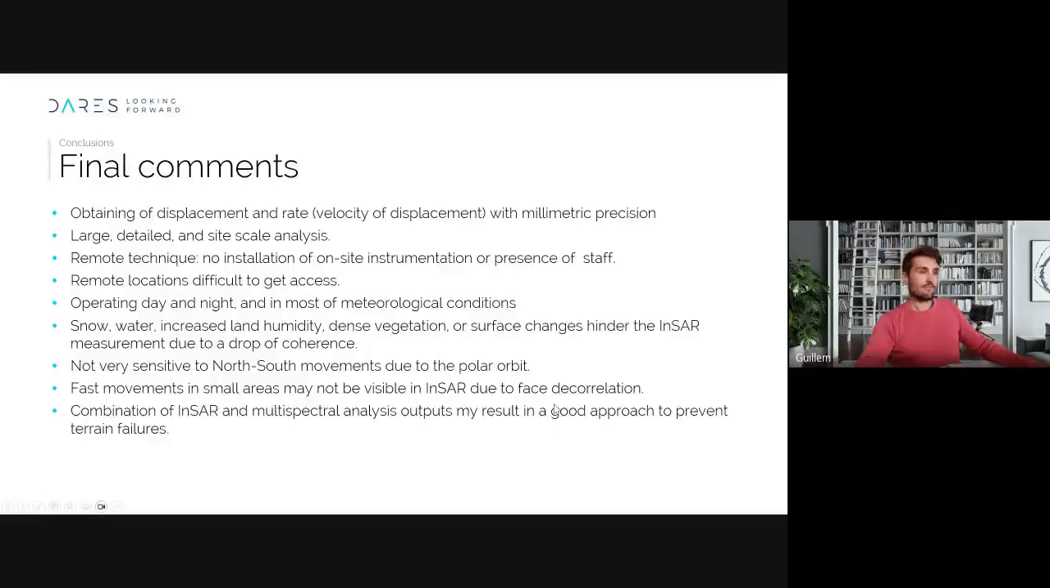So just to finish with some final comments. With InSAR, you can get displacements and rate, velocity of displacement with quite good precision, let's say millimetric precision. And you can get large-scale, detailed, and site-scale analysis, which is a really powerful tool that can give you this different scale analysis.